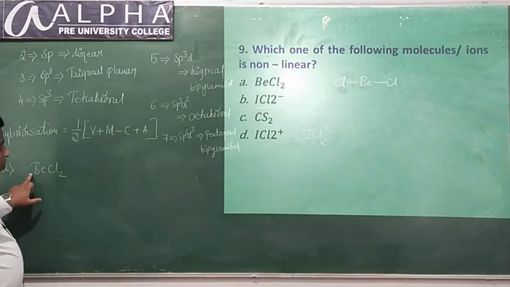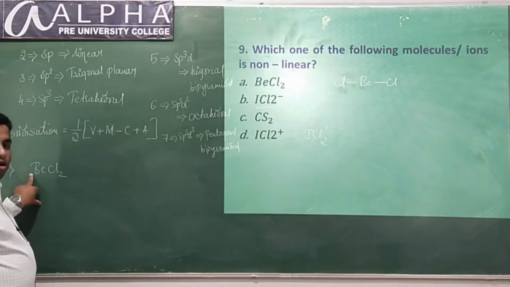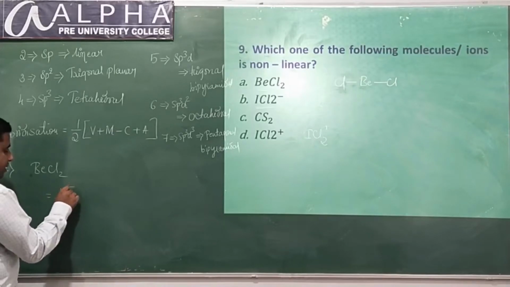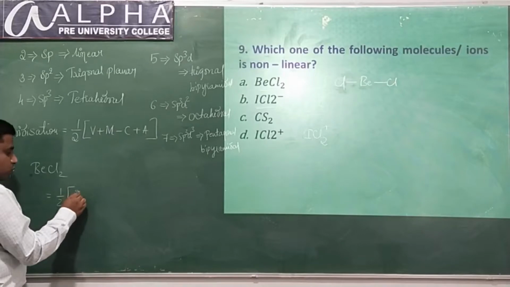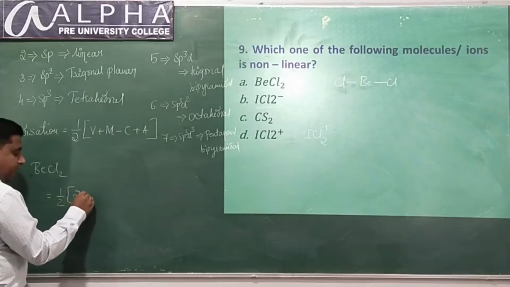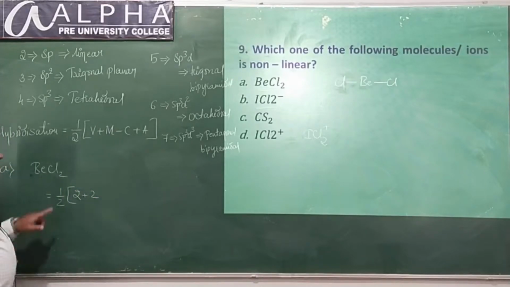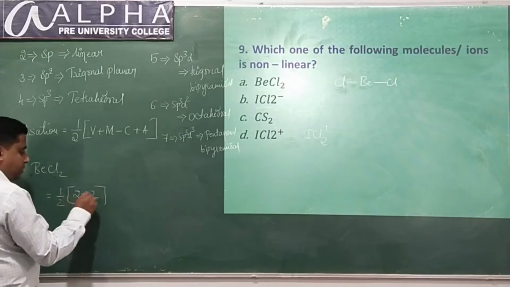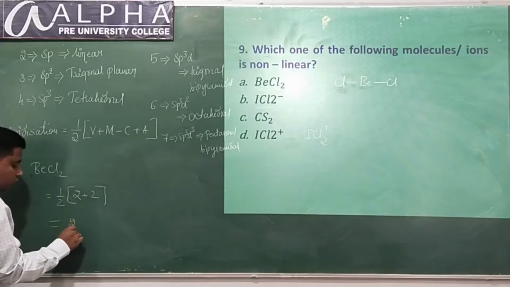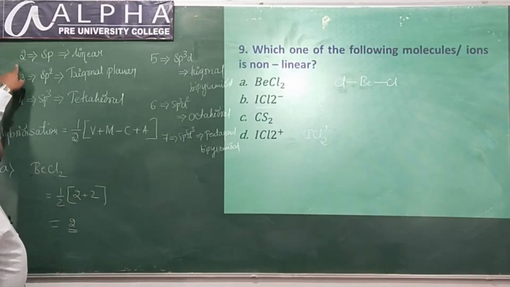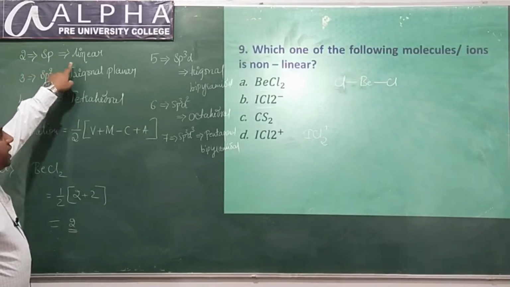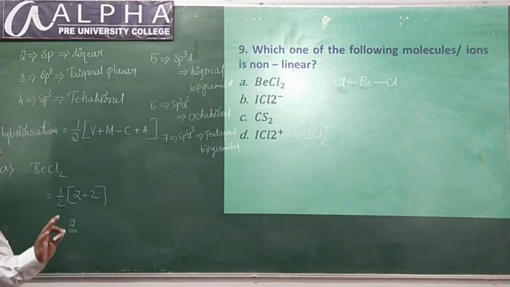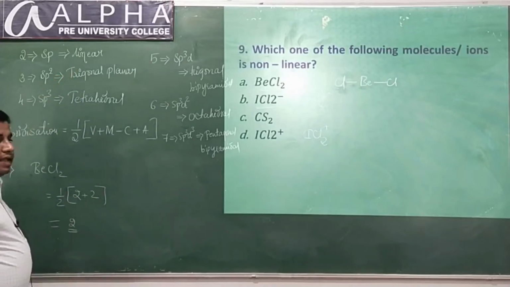We know beryllium belongs to the second group, so the number of valence electrons in beryllium is 2, plus there are 2 monovalent atoms, since chlorine is monovalent. The total positive charge is 0 and the total negative charge is 0. 2 plus 2 is 4, half of 4 is 2. So you're getting the answer as 2. If you get the answer as 2, it is sp hybridization, and the molecule is going to be linear. So A is linear.